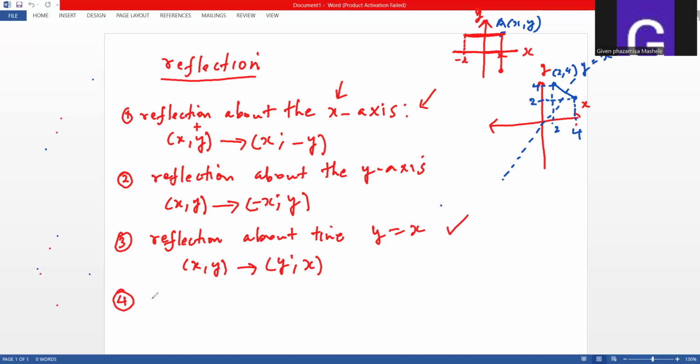And another one, we have what you call reflection about the line y equals negative x. And what is this? Remember, this is y equals x, this one.